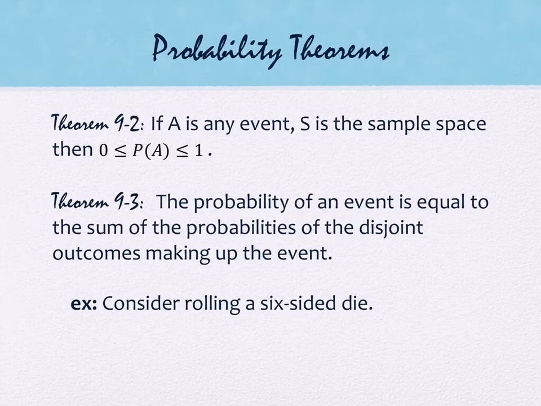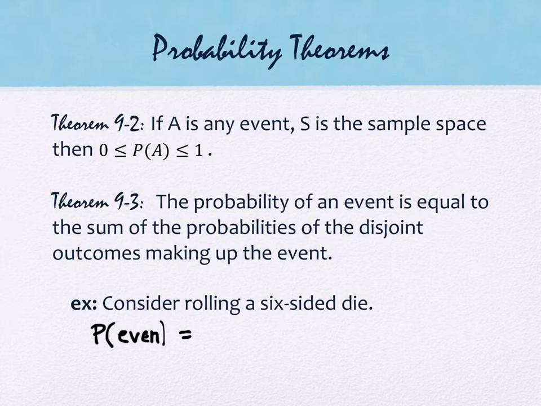The probability of an event is equal to the sum of the probabilities of the disjoint outcomes making up the event. All right, so we're going to talk about our six-sided die again. We're going to consider the probability of rolling an even. Okay, so this P is not a function per se. It's not algebra. It's not multiplication either. It doesn't mean P times even, okay? This is saying the probability of rolling an even.